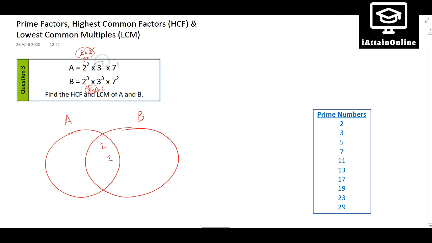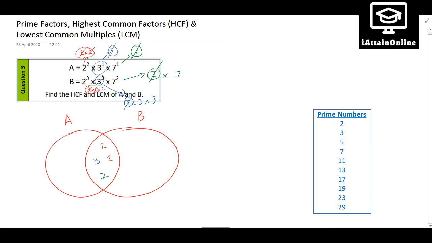I'm now going to do the same with the 3s, so that's just 3. And this bit means 3 times 3 times 3. So the one that's common in both is just 1 3. And then finally, I'm going to do the same with the 7s. So that means 7. That means 7 times 7. So a 7 goes in the middle.